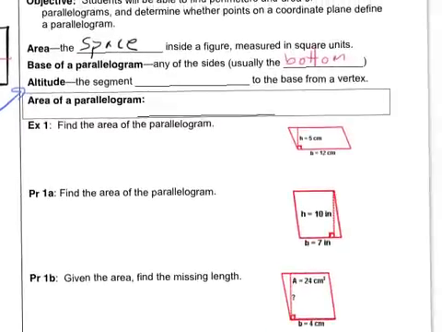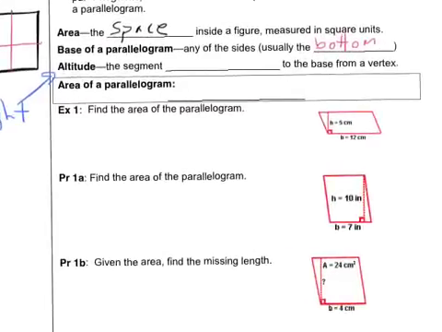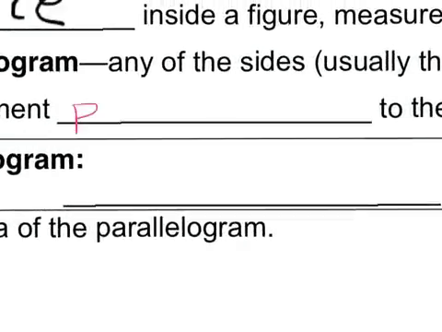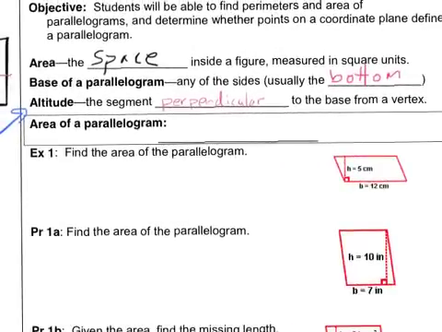But it is the segment that is perpendicular to the base from a vertex. So if this is the base, the height is this distance at a right angle from one base to the other. And usually we draw it as going through a vertex. See? Or here, we have a height right there. It's the dotted line. A lot of times it will be represented by a dotted line. And the area of a parallelogram is actually the same as that of a rectangle. So it's just base times height.